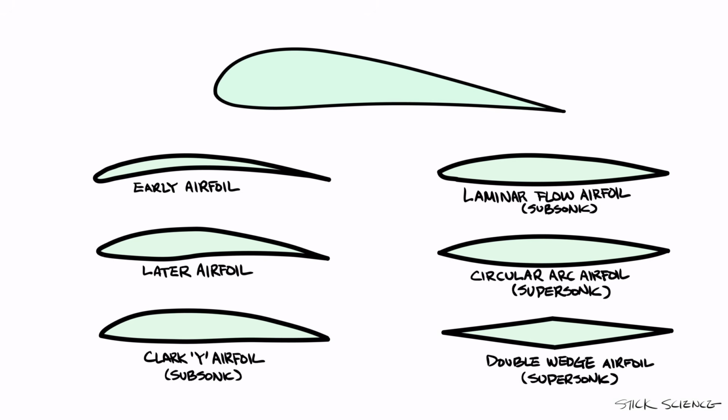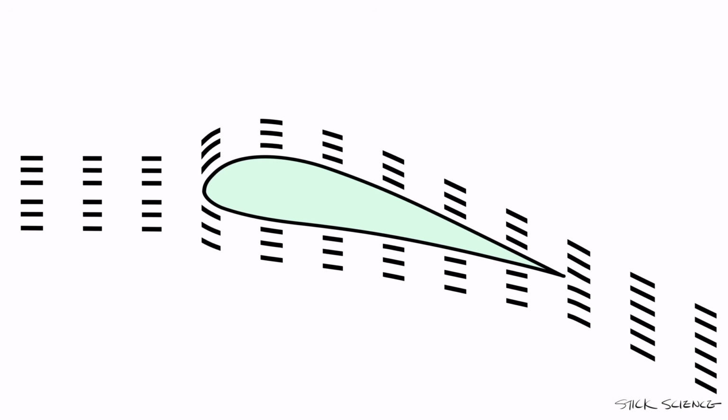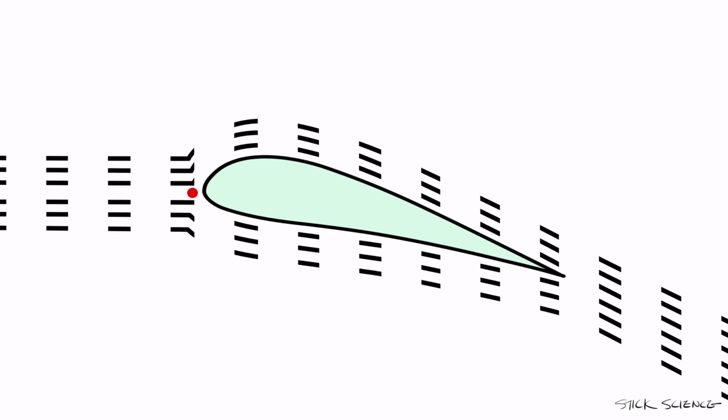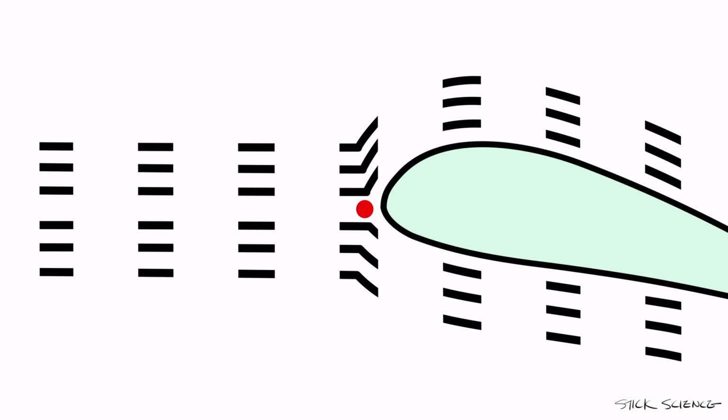So why do most wings look like teardrops? It's because engineers want to direct air above and below the wings in a specific way to suit their needs. When air molecules hit the wing, there's a point on the wing where air separates, one group going up, another down. This is called the stagnation point.